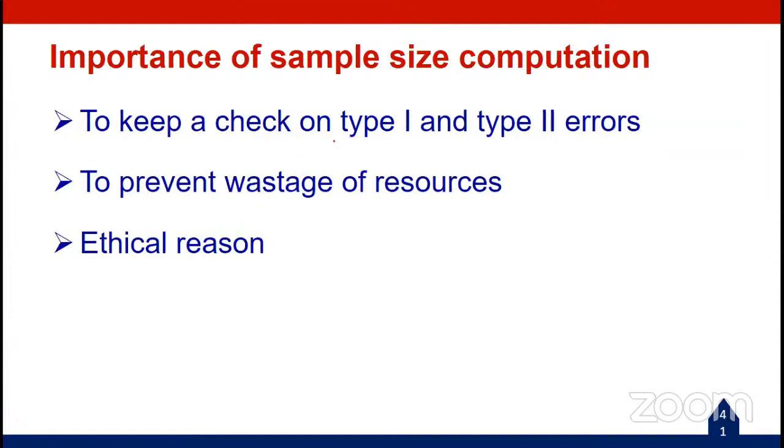To keep a check on type 1 and type 2 errors. Assume that 50 individuals are enough for your study, but you select 200 of them. I hope you know what type 1 error and type 2 error are. In situation 2, your study requires 200, but you just recruit 50. We'll see here what happens.